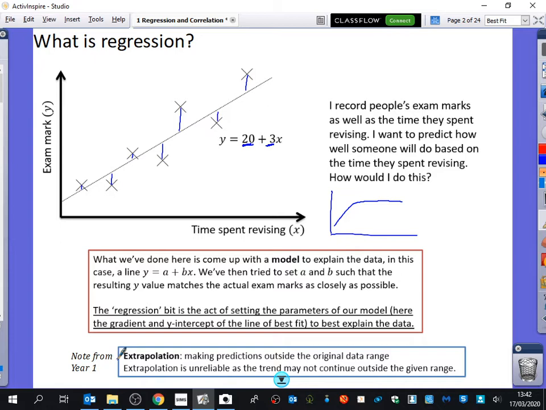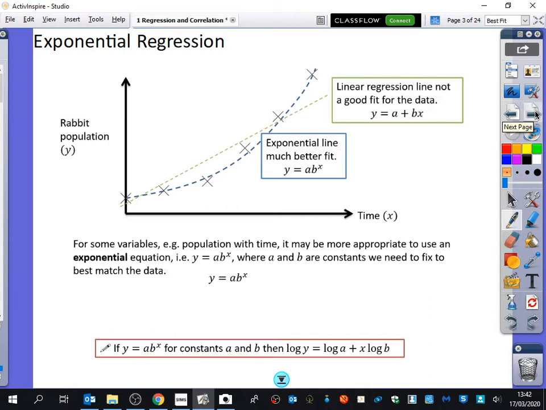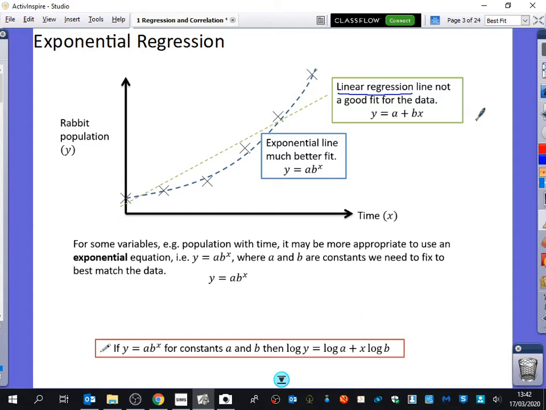So we previously just said that the line of best fit was probably going to be a straight line. And that was because we were talking about linear regression. However, for certain variables, maybe the population of something, how it varies with time, it might be more appropriate to use an exponential equation. So you could use something like y equals a b to the x, where a and b are constants. We need to find the best match for the data, okay?